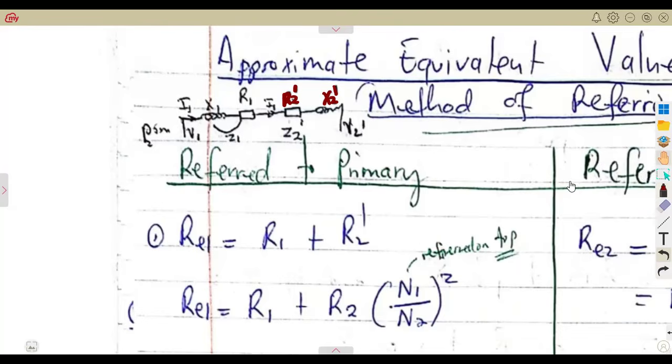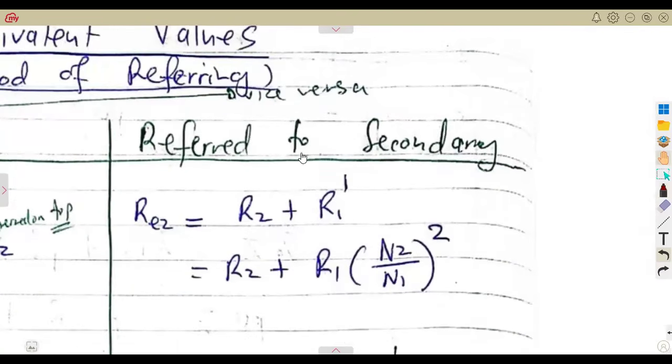This is the same thing that we have when it is now considered about the secondary, meaning to say that will be referred to the secondary. It will be your R1, referred to the secondary. Then we are also going to talk of X1 referred to the secondary. That is how we're going to be denoting the resistance and our reactances.